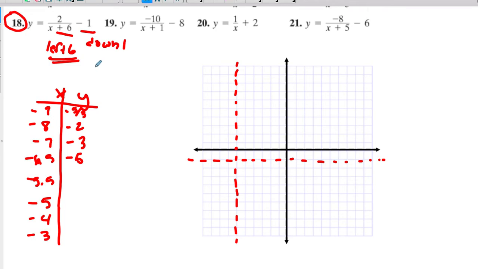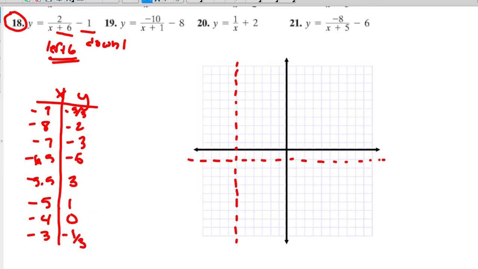Negative 5.5 plus 6 is 0.5. 2 over 0.5 is 4. 4 minus 1 is 3. Negative 5 plus 6 is 1. 2 over 1 is 2. Minus 1 is 1. Negative 4 plus 6 is 2. 2 over 2 is 1. 1 minus 1 is 0. Negative 3 plus 6 is 3. 2/3 minus 1 is negative 1/3.